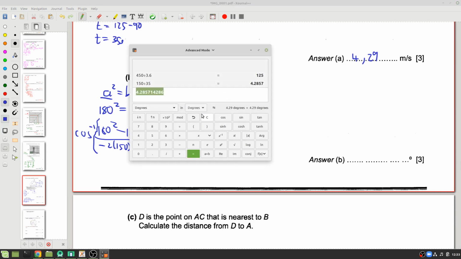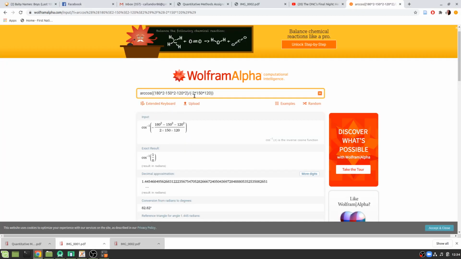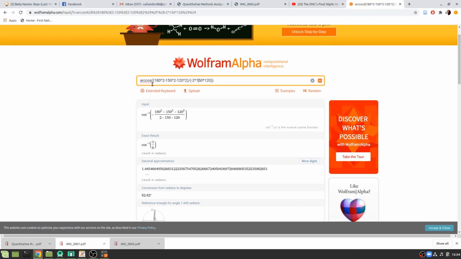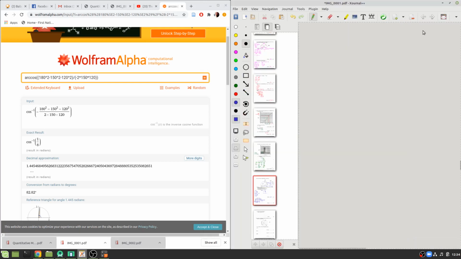I'm not sure if I can do the inverse of the sine, arc cos here. Let's go to the internet. Okay, so here, did I type this incorrectly? So arc cos, let me just minimize this slightly, and then we can see what we have to type here.